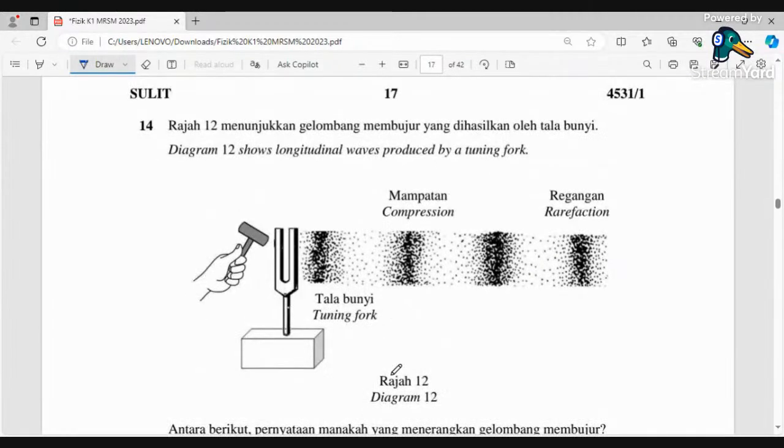Number 14, produced by tuning fork. So you can see the sound wave produced are the compression, reflection. I think the labeling is not so good. Should be here. Reflection.